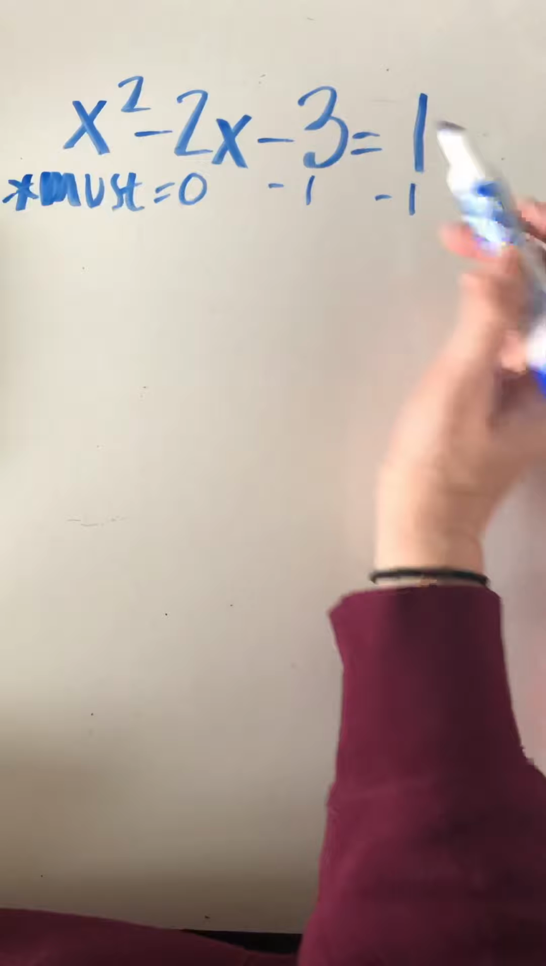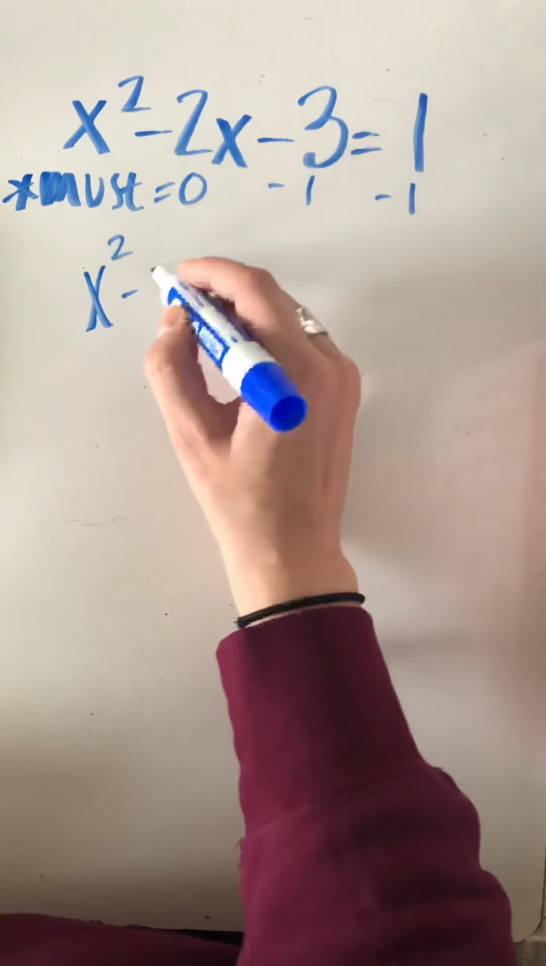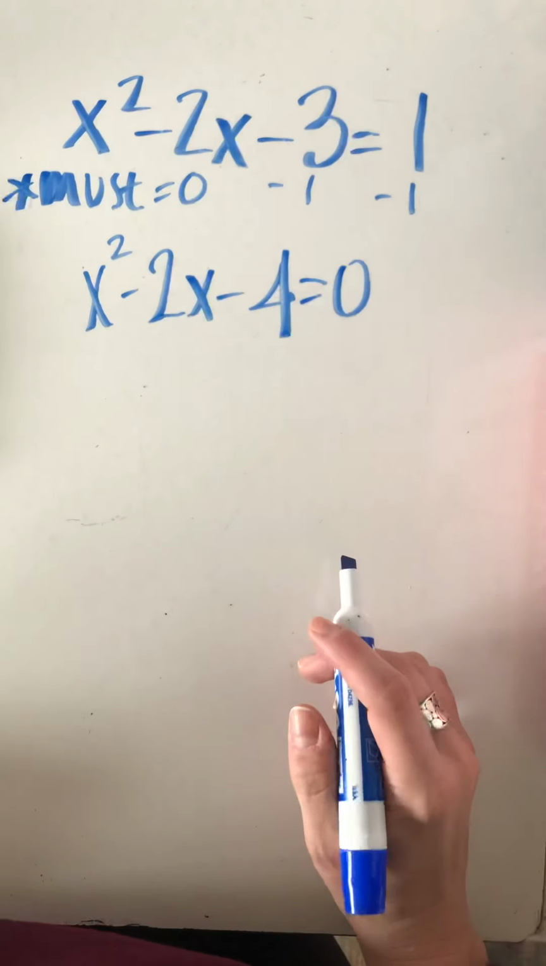Okay, so we want to solve this quadratic, and the first thing that you should do, which is true for any single quadratic, is make sure that it equals 0. So in order to do that, I need to make this 0. So I'm going to take away 1, and then I have to do it to the other side, right? So my quadratic is x squared minus 2x minus 4 equals 0.